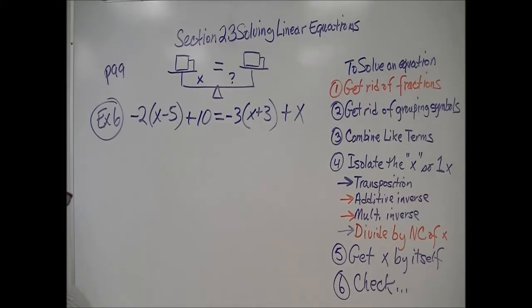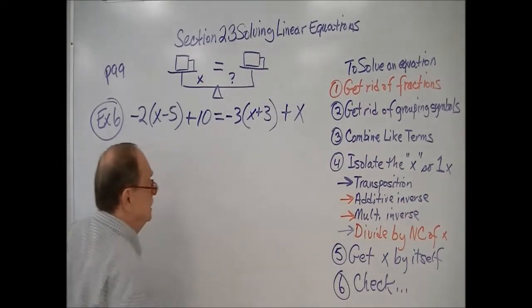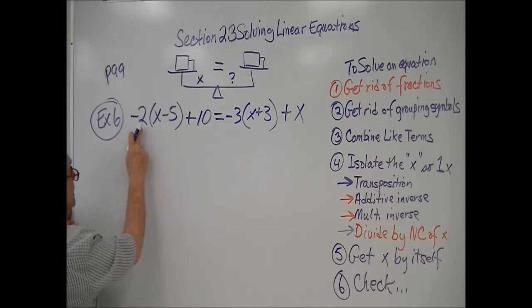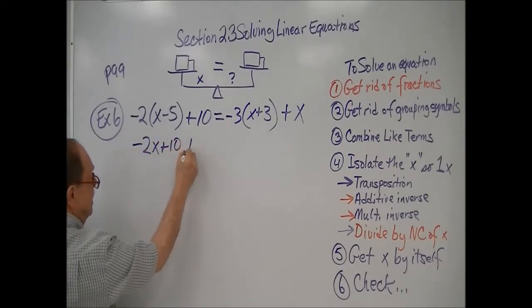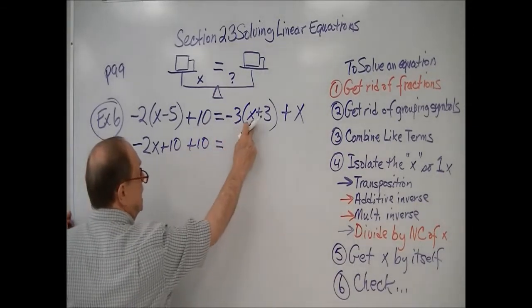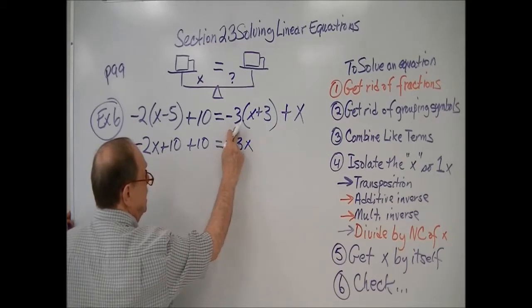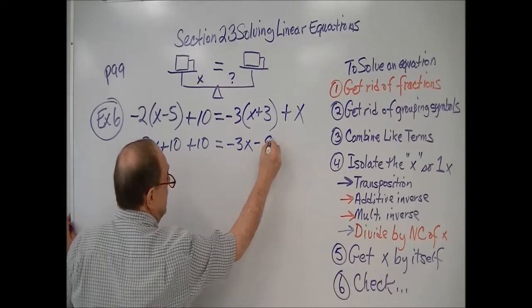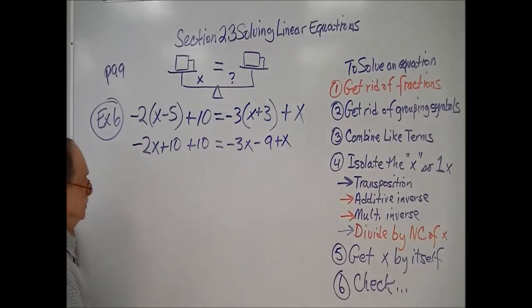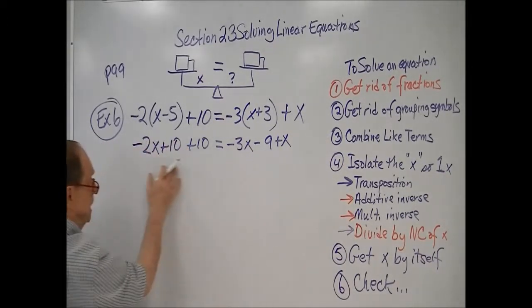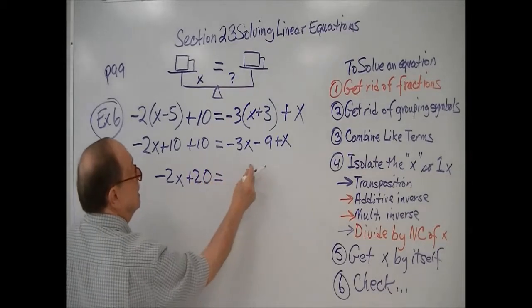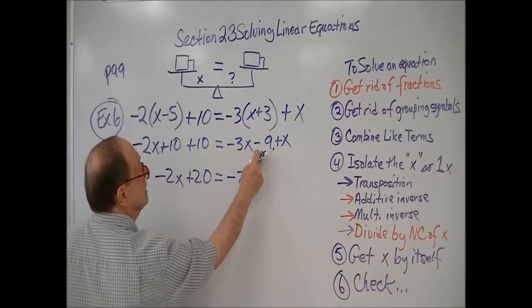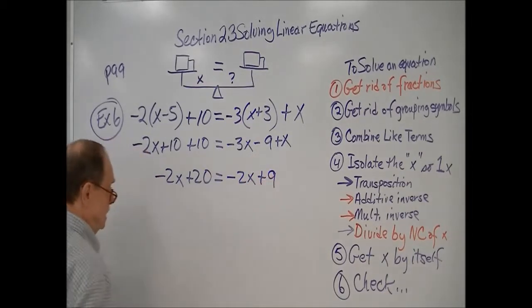Now, this is our next one. No fractions. But again, we have to get rid of parentheses, step 2. So let's do that carefully. Negative 2 times x, negative 2x. Negative times a negative gives me a positive 10, plus 10. Negative 3 times x, a negative 3x. Negative 3 times a positive 3, a negative 9, plus x. So now we're ready to do step 3, collect like terms. So this is a negative 2x plus 20 equals a negative 2x plus 9. Uh-oh.